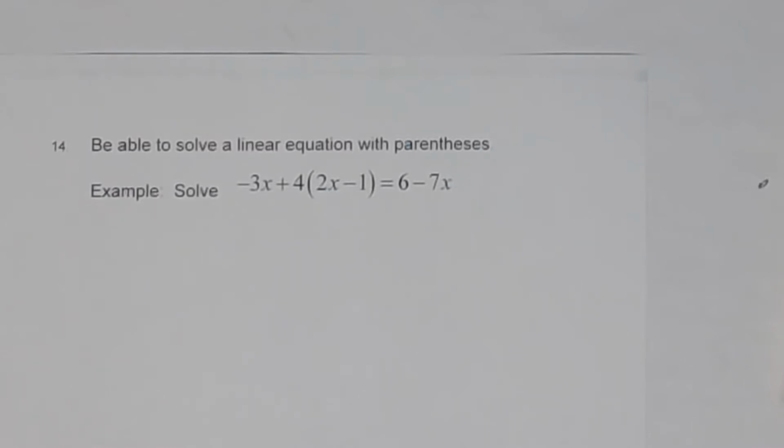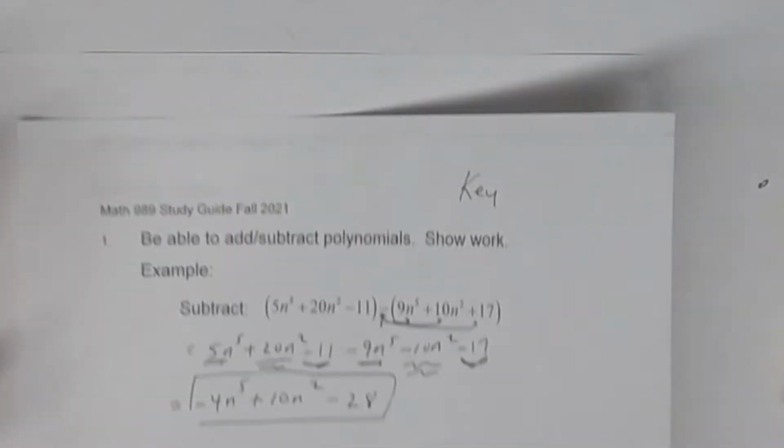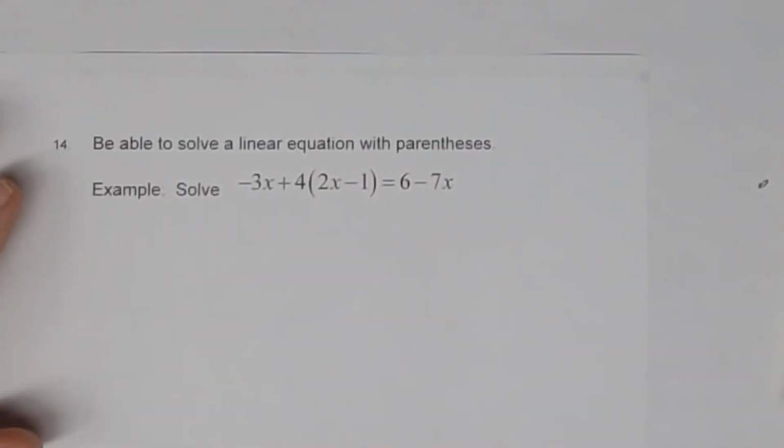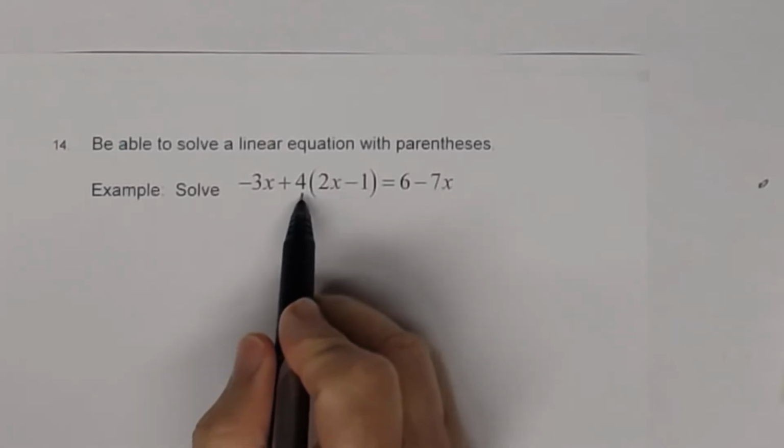Okay, so this is the second part of our review on the study guide for the final exam. So number 14, you need to be able to solve a linear equation, and it's going to have parentheses. So the first thing we're going to do is to get rid of these parentheses. So we're going to distribute the 4.